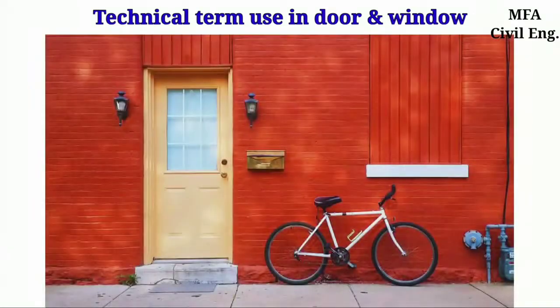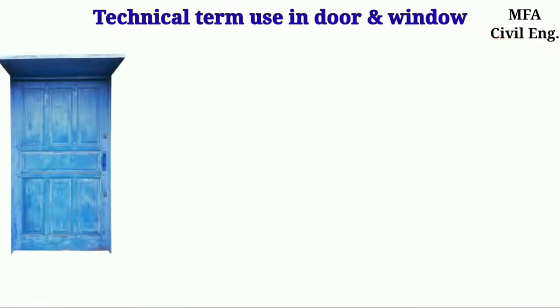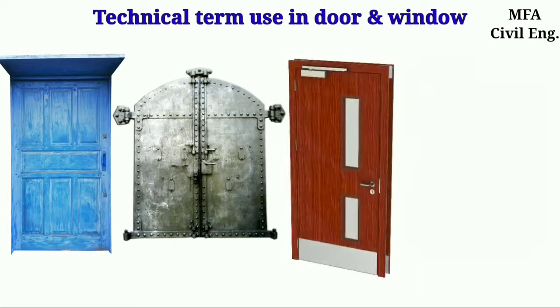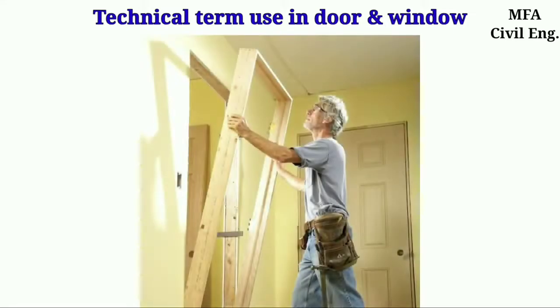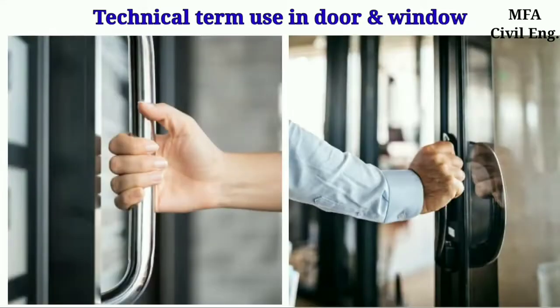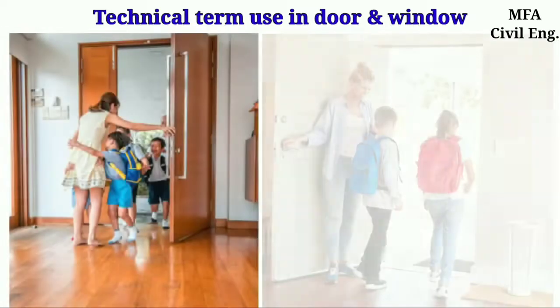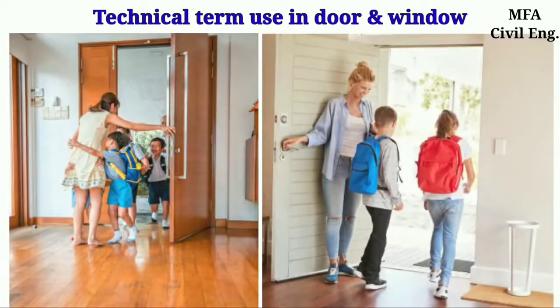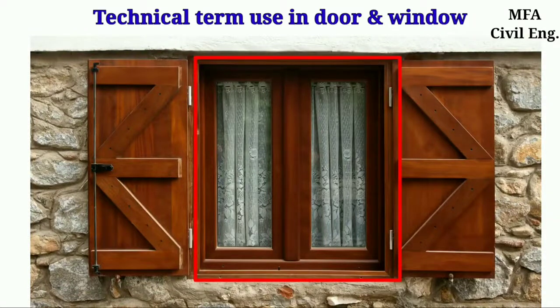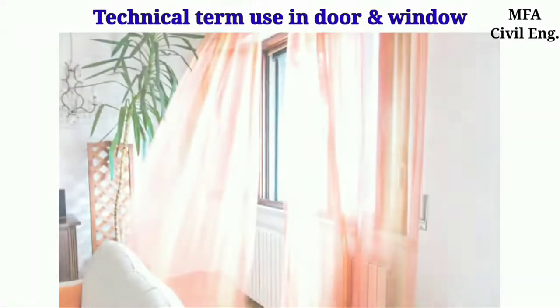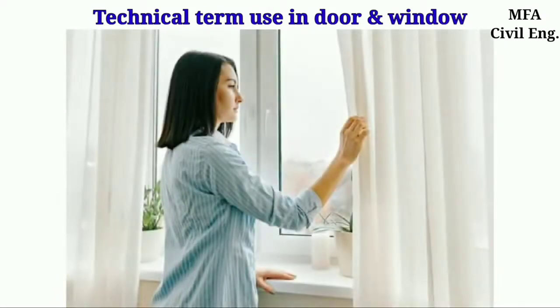First of all, door is a framework of a wood, steel, aluminium, glass fiber or the combination of these material that is fitted in an opening of a room that you can open and close to get in or out of the room or the buildings. Window is an opening made in a wall of a room to admit light and the air and enable those who are inside the room and want to look out of the room.